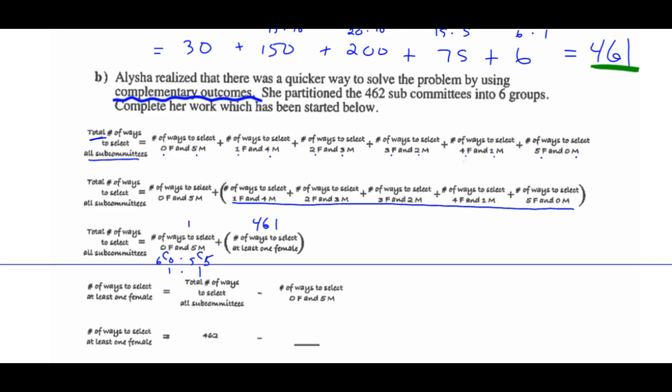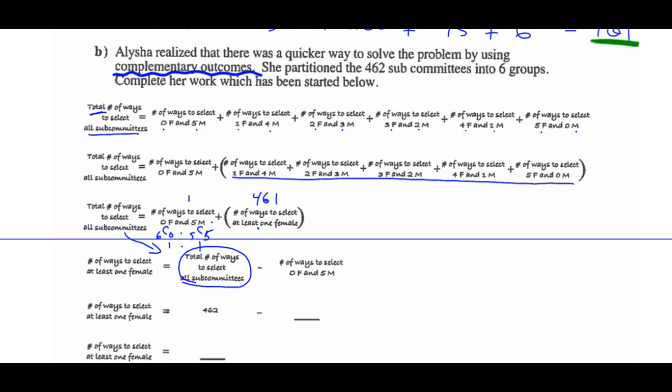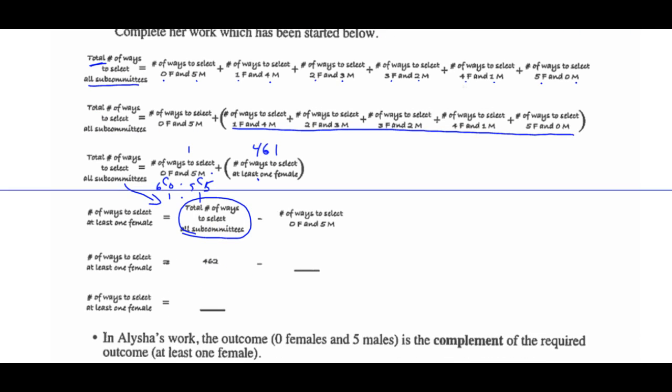So number of ways of selecting at least 1 female would be the total number of ways, right? At least 1 female, we're going to keep that by itself. The total number of ways, subtract this one, right? So the total number of ways is 462, minus the number of ways to select no females was 1. We just figured that out. Number of ways of selecting 0 females and 5 males, that's one way. So the number of ways of selecting at least 1 female would be 462, take away 1, which is 461. So that's a lot quicker. We already knew this was 462 from previous work.